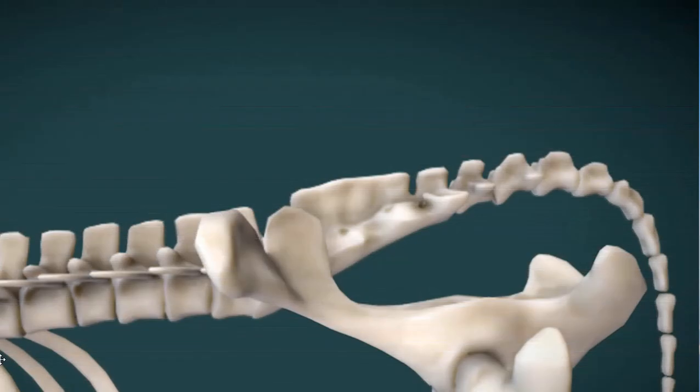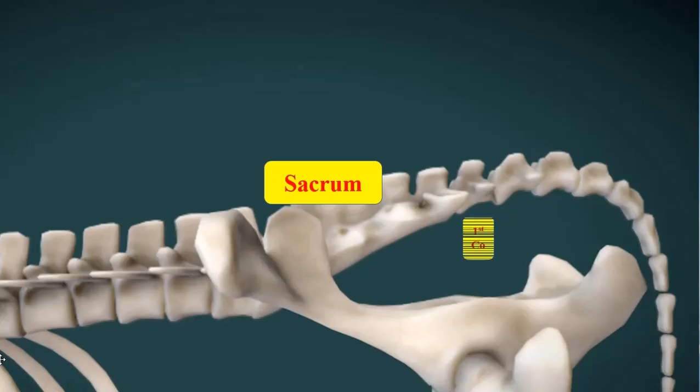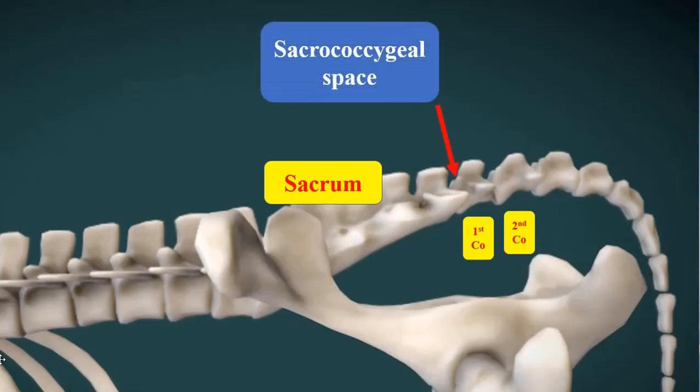Let's jump to the injection technique. Here are the 5 fused sacral bones. This is the first coccygeal bone. And here is the second coccygeal bone. The space between the sacrum and the first coccygeal bone is called the sacrococcygeal space, and sometimes it is used for epidural injection in cattle.